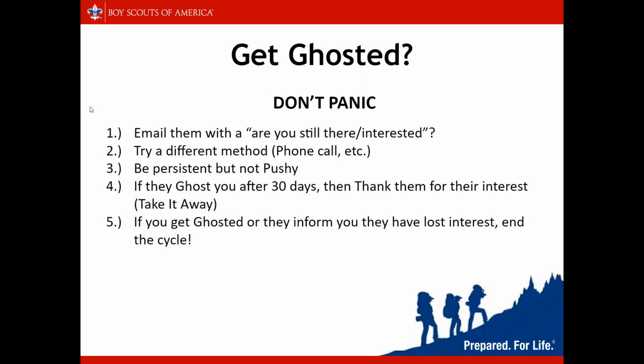If you get ghosted or that particular family informs you that they've lost interest, end the cycle, make it a closed lead, and take it out of the system. Now, when we go back to our 5 or 6 reasons to contact, you're talking about anywhere from probably 30 to 60 days in getting to those 6 attempts, which kind of fall in line with the lifespan of a lead.